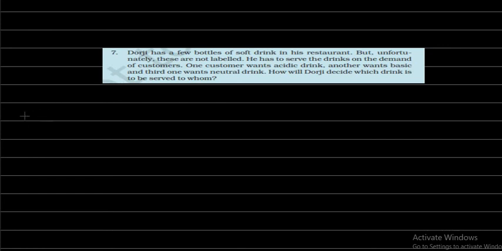See, if you want to find whether a substance is acidic, basic or neutral, how can you first and foremost test it? Since this is a soft drink, you can taste the drink, right? If it tastes sour, then it comes under the acidic drink. If it tastes bitter, then it comes under the basic drink. And if it doesn't show any taste, either sour or bitter, then it comes under neutral. You can write like this.